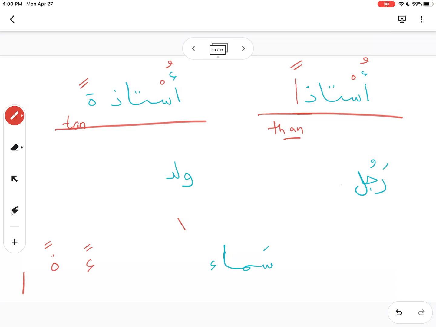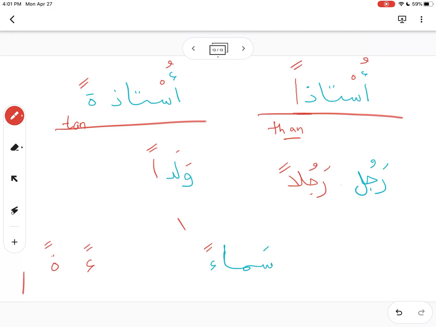The word rajul, last letter is lam, so we have to add an alif. So we write the lam and then put the alif inside the lam, because remember we put it inside. Rajulan. Walad, dal. We're going to add an alif. Remember, dal is a right or die. Waladan. Sama ends in a hamza, so we can put it right on top. Sama'an.